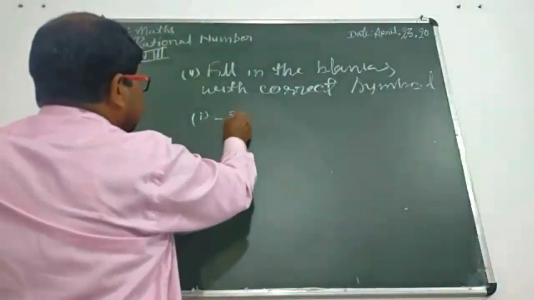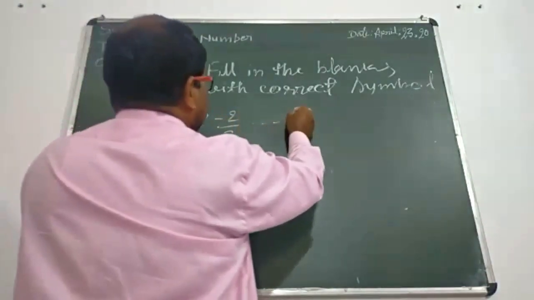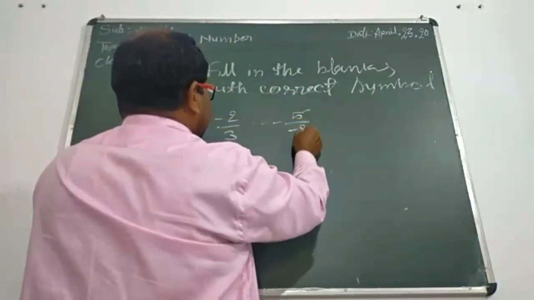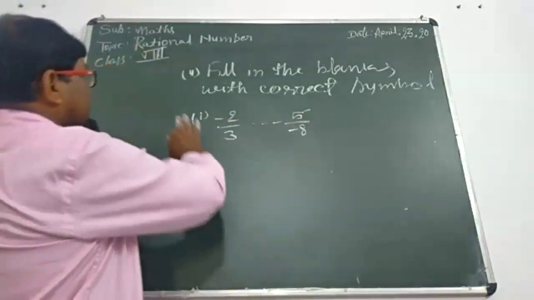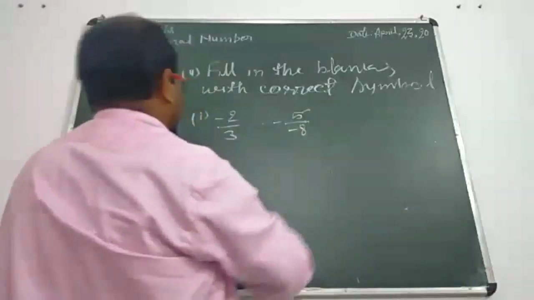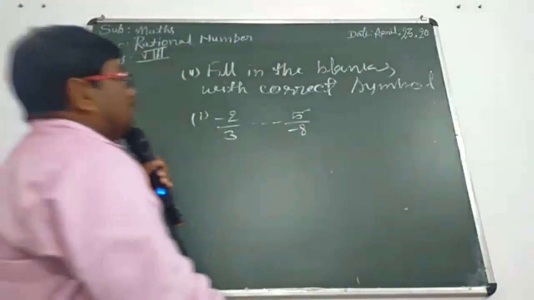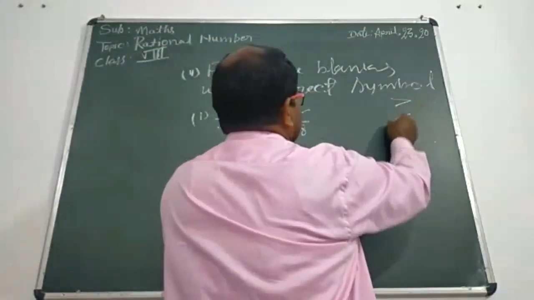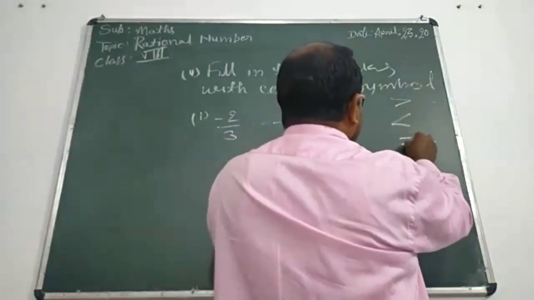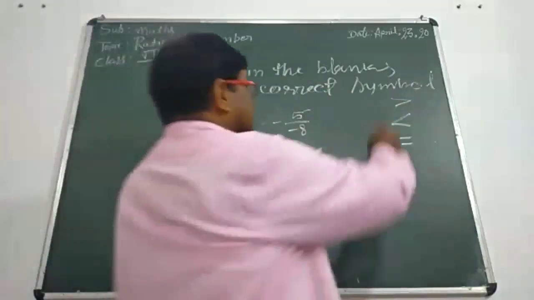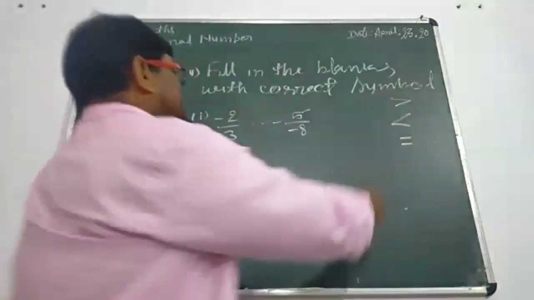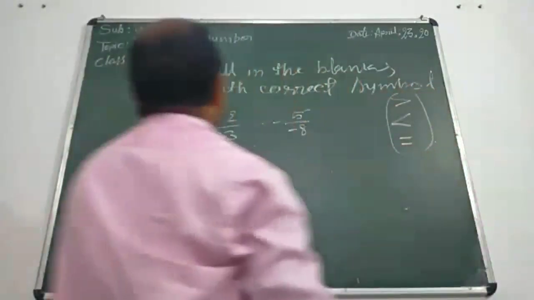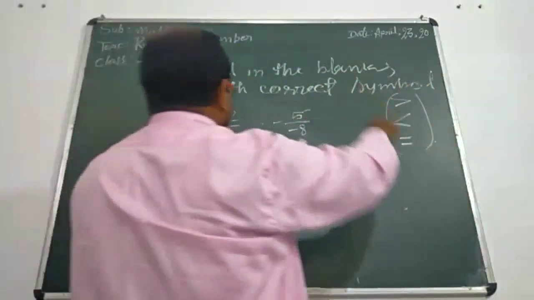Minus 2 upon 3, 5 upon minus 8. Fill in the blanks with the correct symbol. Okay, symbols, do you know? Larger than, smaller than, equal to. These are symbols.